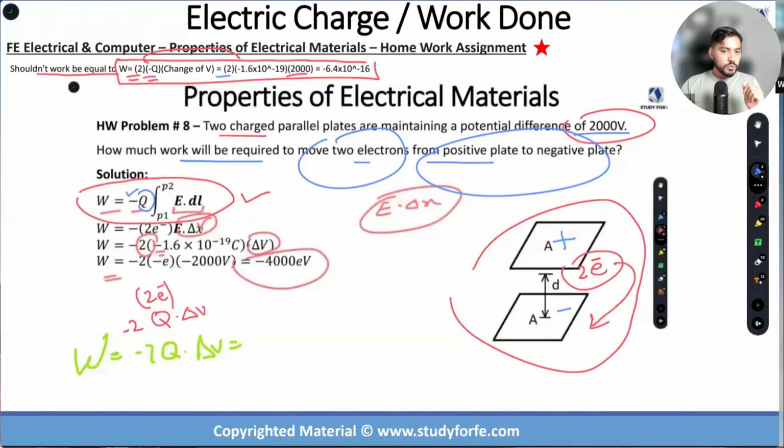How much charge are we moving, or is being moved? 2 times the electron charge. So 2 is a scalar quantity. It's just a number. Pull the 2 out. So you end up with minus 2, right? And then the charge of the electron is minus 1.6 by 10 raised to power minus 19, right? So it becomes minus 2 times minus 1.6 by 10 raised to power minus 19 coulombs, right? And then we have an integration from point 1 to point 2, E dot dl. So what is E? E is the electric field, correct? The electric field direction is going to be from the positive plate to the negative plate.